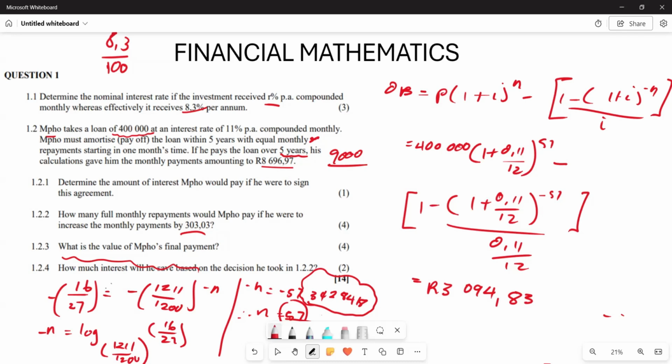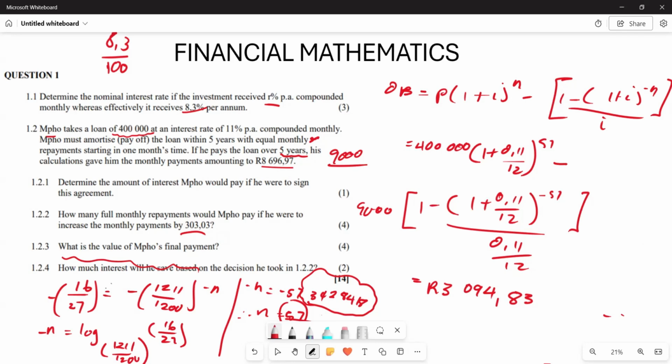Remember, the only thing you must put in here is the 9,000, because the 9,000 is the monthly installment. Then the outstanding balance you are going to have here is 3,094.83. So that's the amount of money that is outstanding and is going to be paid for the remaining 0.34 months altogether. Hopefully all of this makes sense to you now.